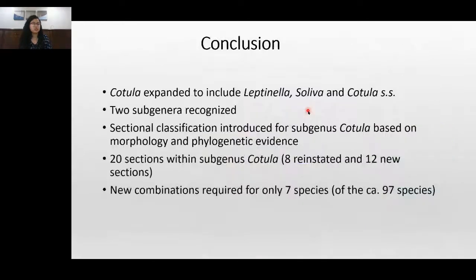So in conclusion, Cochlear will be expanded to include Leptinella, Soliva, and Cochlear in the strictest sense. Two subgenera are recognized. Sectional classifications are introduced for subgenus Cochlear, and this will be based both on morphological and phylogenetic evidence. 20 sections will be recognized in subgenus Cochlear, 8 are reinstated, and 12 new sections. Combinations are required for only 7 species out of the 97 species in the genus Cochlear. Thank you.